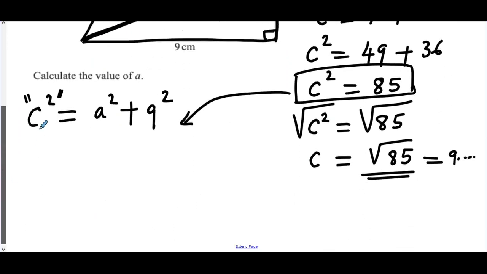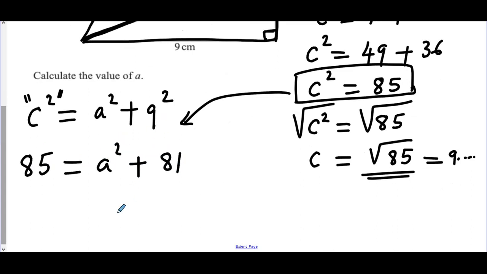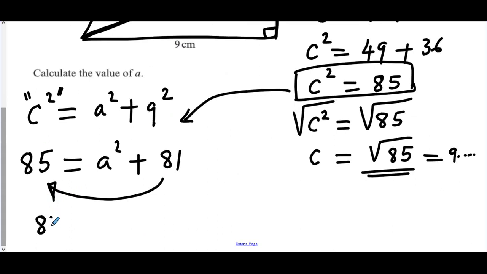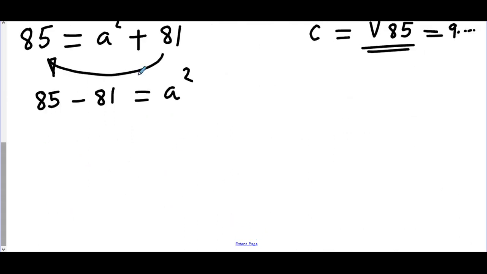So I will substitute 85 here, and this will equal A square plus 9 square, which is 81. Now this 81 will be shifted to this side, so it will be 85 minus 81 equals A square. And this will be 4 equals A square.